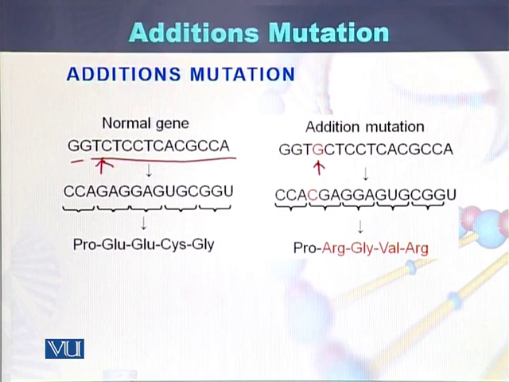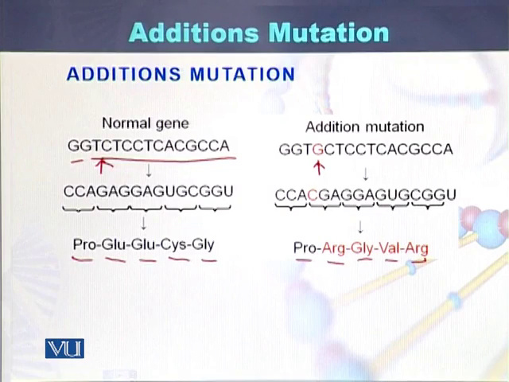As a result of this new nucleotide, the original sequence of the protein was proline, glutamic acid, cysteine, glycine. Now it has become proline, arginine, glycine, valine and arginine. So there was addition of just a single nucleotide. Due to the addition of that single nucleotide, the entire amino acid sequence has been changed.